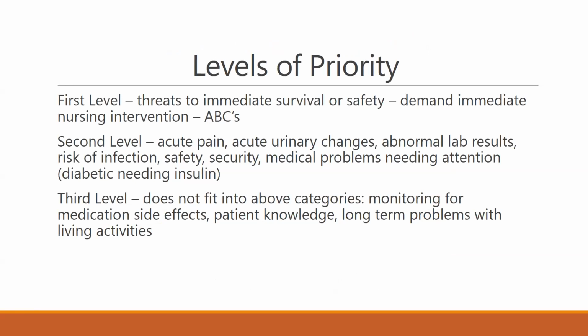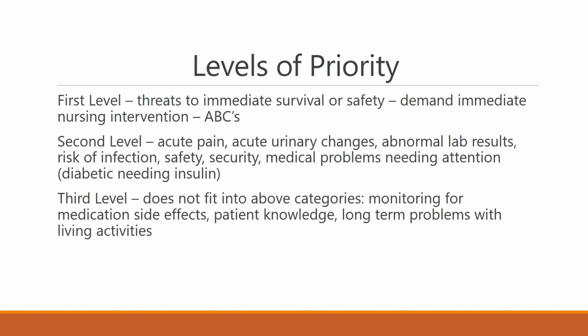Now let's talk about levels of priority. First level is threats to the immediate survival or safety. Demand immediate nursing interventions, ABC. Am I breathing? Is my airway patent? Do I have circulation? So on and so forth. Then second level is acute pain, acute urinary changes. My urinary output has dropped off. What's normal urinary output per hour? Abnormal lab results. I need to make sure that I can keep up with all of those. Risk for infection. Am I immunocompromised? Safety, security, medical problems needing attention.